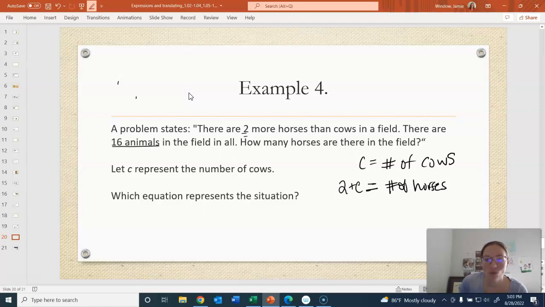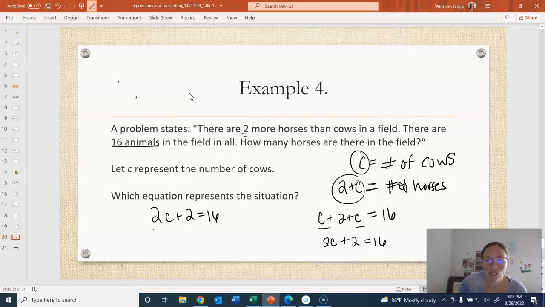So to find the total number of animals, we'll just take all of these and add them together. Remember, the number of cows is C, the number of horses is 2 plus C, and that equals 16. So we have C plus C is 2C, plus 2 equals 16. And that is our answer. They don't want us to solve it. They just want you to write the equation that represents the situation.